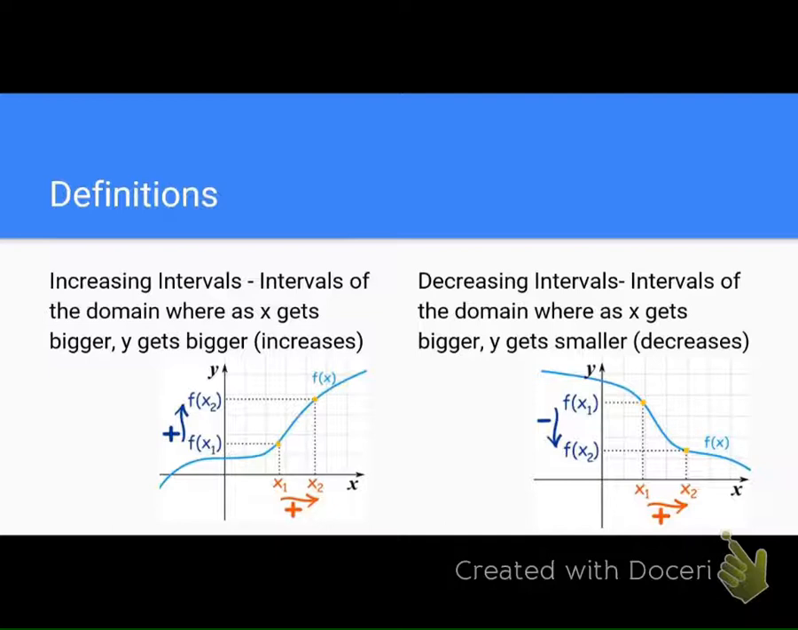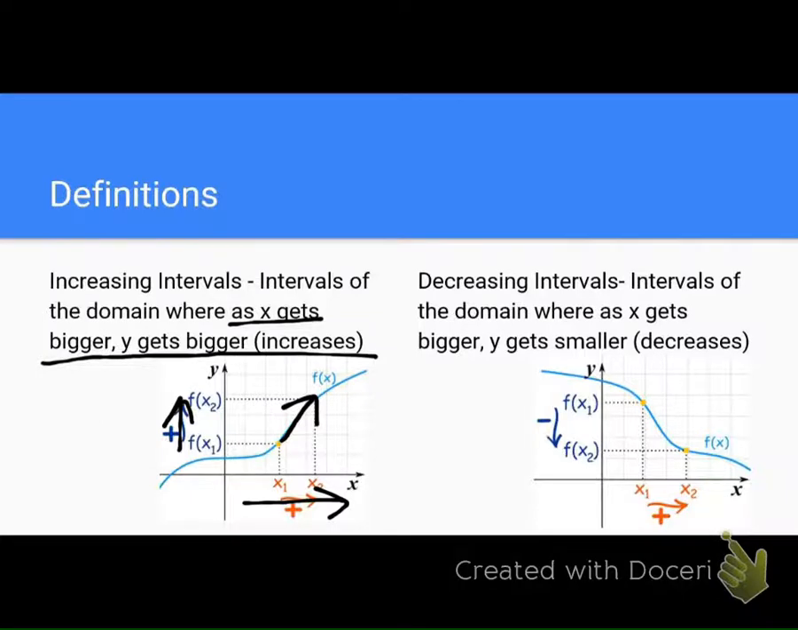The important part to realize is this last part. So for increasing, I need to know that as x is getting bigger, y is also getting bigger. So as I walk from left to right on my function, my y values are getting bigger. So it's like I'm walking uphill. Okay, it's like a positive slope if we were just dealing with a line.